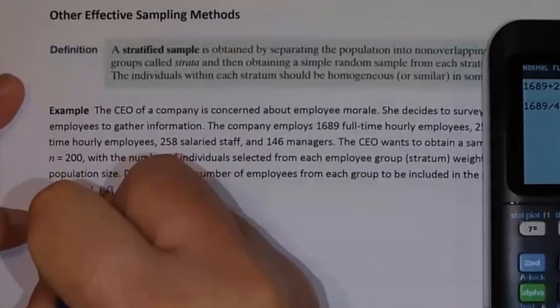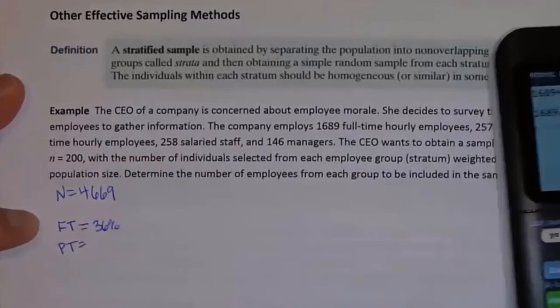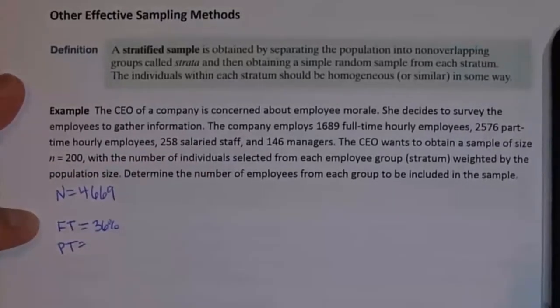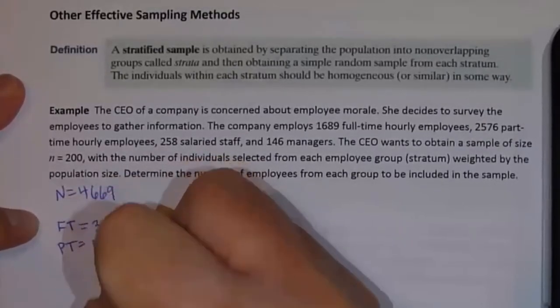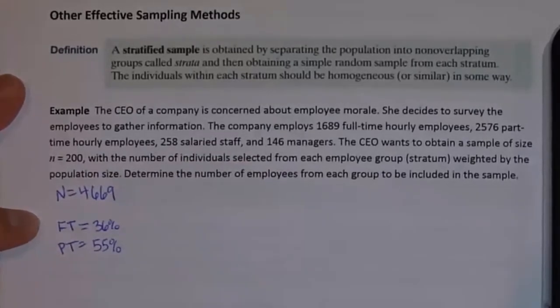Now the part-time employees, there's 2,576. So 2,576 divided by the 4,669, that is about 55%. So about 55% of the employees are part-time hourly employees.